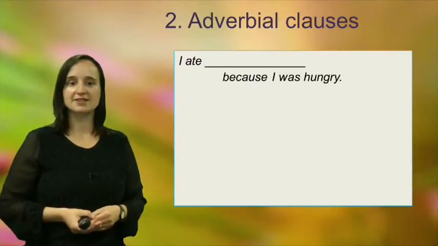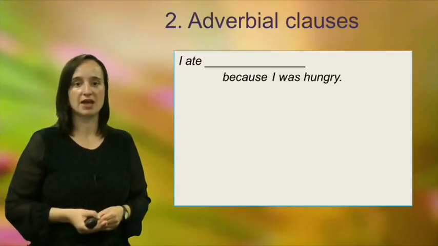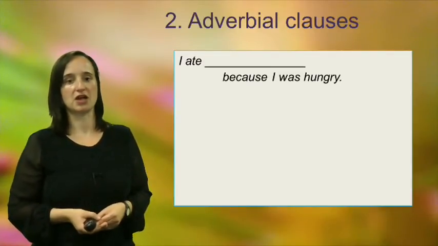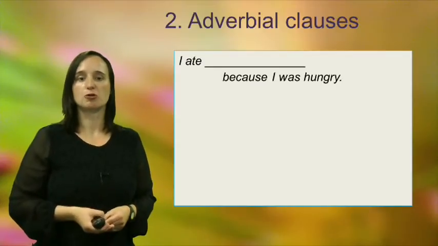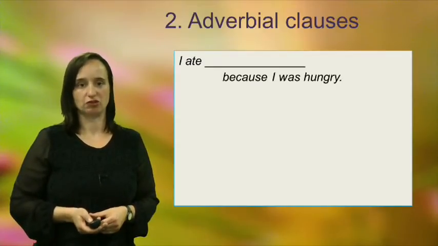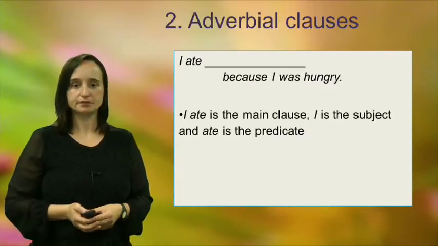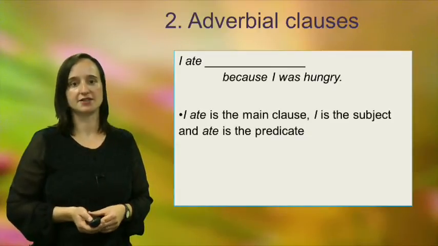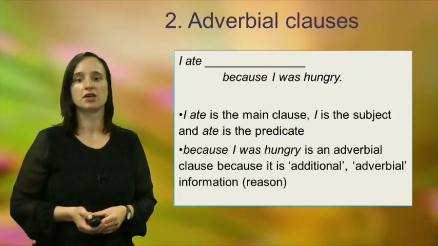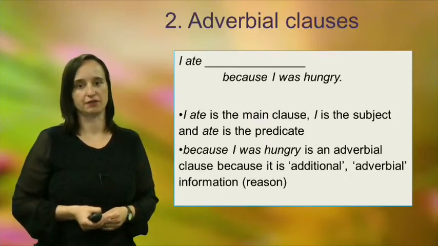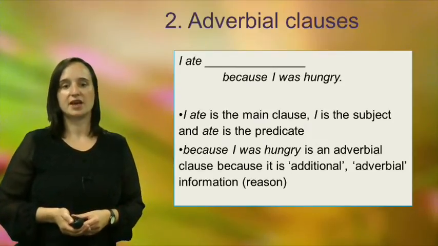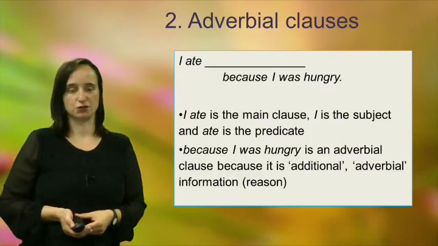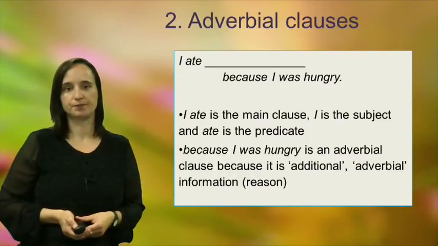That's a fully formed clause consisting of a subject and a predicate. But here we want to add some more information. We want to say, well, why did I eat? Well, because I was hungry. So what this adverbial clause does is it gives us more information about the main clause. So I ate is the main clause, I is the subject, ate the predicate. Because I was hungry is an adverbial clause with additional information, in this case the reason for why I was eating.